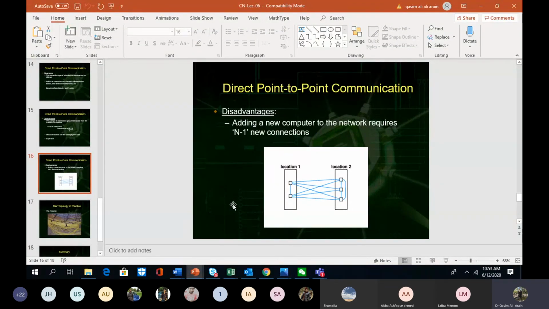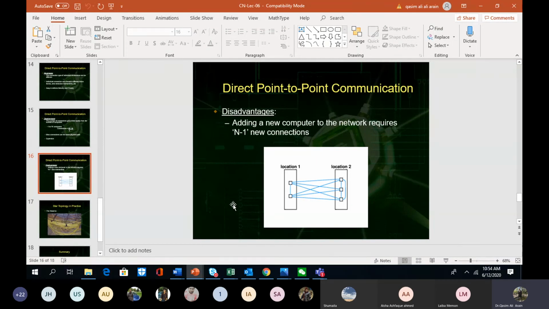अब देखें यहाँ पे, let's suppose there are two computers at location 1 and location 2 might have three computers, right? You can see how many direct links there are: 1, 2, 3, 4, 5, 6. I mean, to just connect two computers at location 1 with three computers at location 2, we require 6 different connections, right? We require how many connections? 6 different connections.